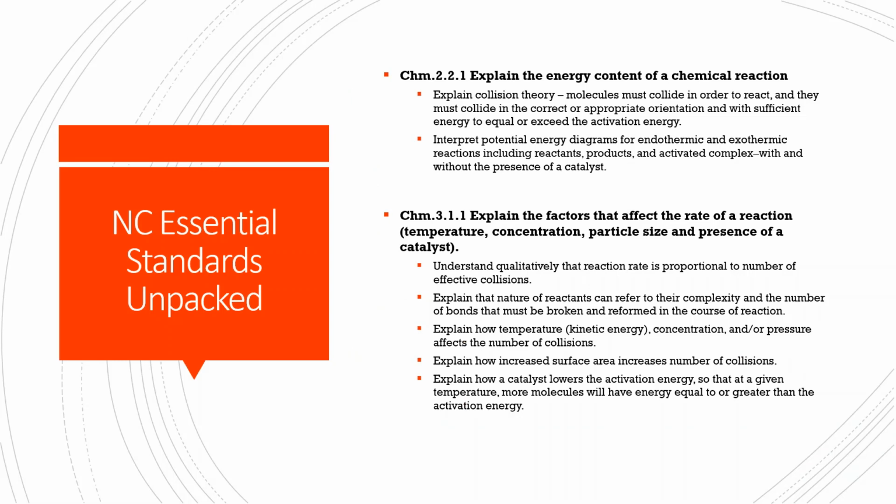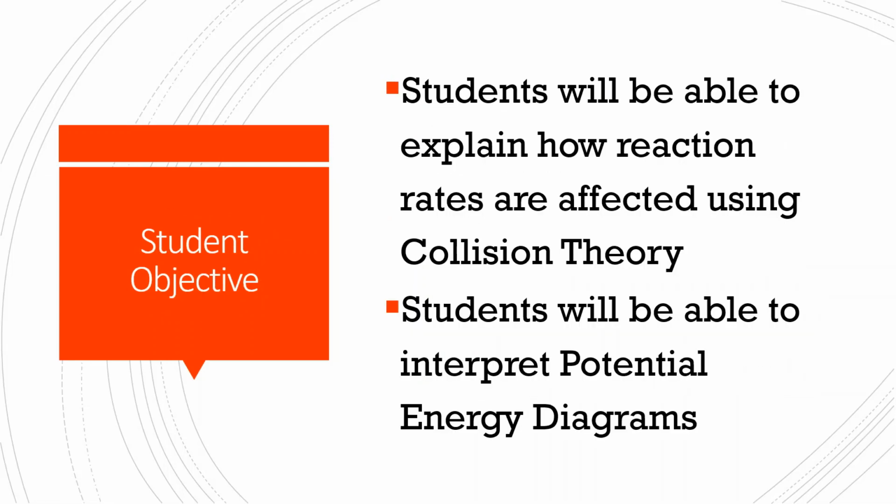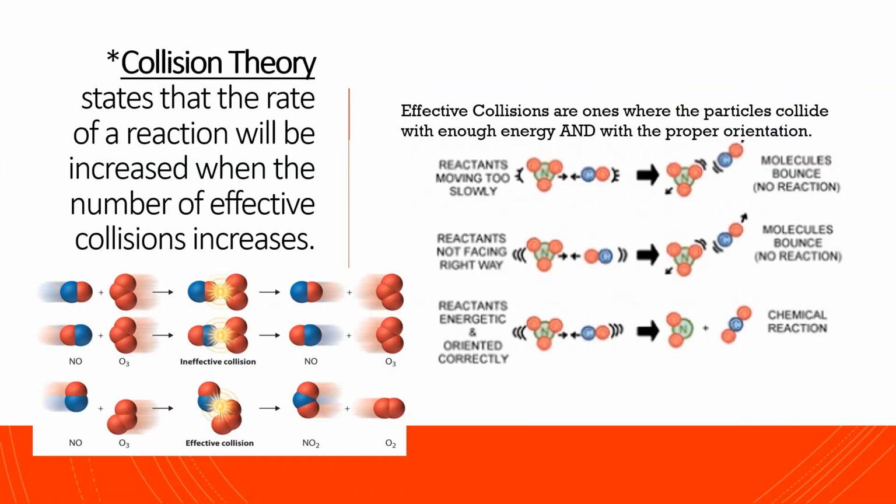These are the North Carolina Essential Standards unpacked for the topics covered in this presentation. If you would like to read over them, please pause the video and do so now. These are the student objectives, what the student should be able to do at the end of this lesson. They should be able to explain how reaction rates are affected using collision theory, and students should be able to interpret potential energy diagrams. So let's jump right in.